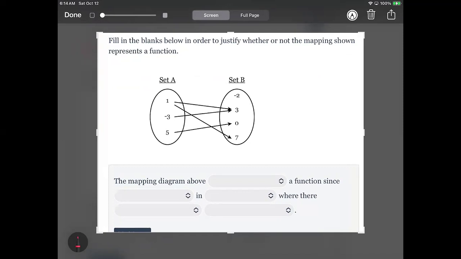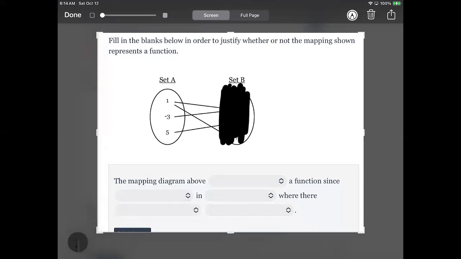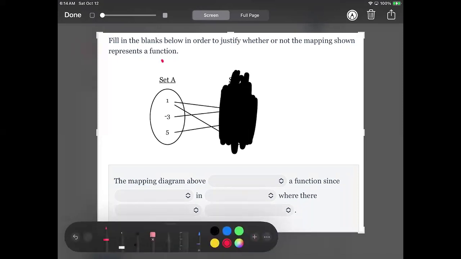One of the things I like my students to do, and I'm going to do it here, is let me make this thicker. I tell them to just blot this part out because it doesn't matter what happens over there. What matters is what happens over here. What you should be looking for is that every input has one arrow coming out. This one obviously doesn't. This has two arrows coming out, so that means it's not a function.